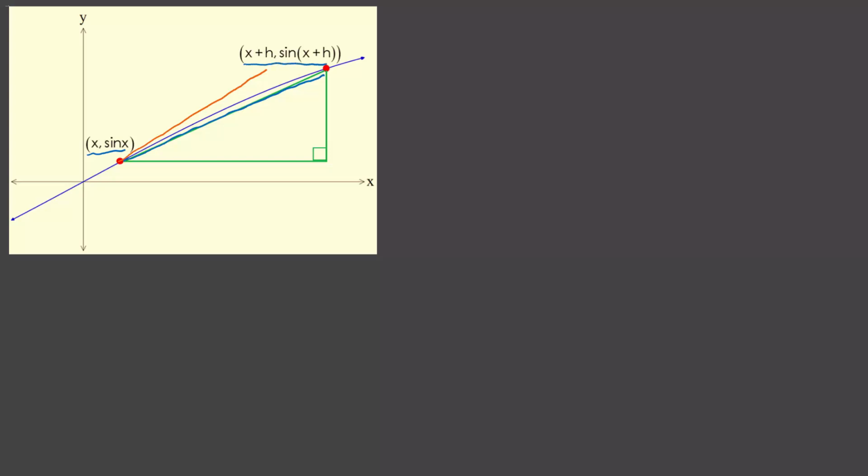sine of x plus h. It should be clear that this distance is h, that's the difference between the x coordinates, and this one here is sine of x plus h take away sine x, which is the difference between the y coordinates. So that is the difference in y over the difference in x. Remember, what's going to happen is we're going to shrink h so the points move closer together, and then the chord becomes a very good estimate of the tangent.